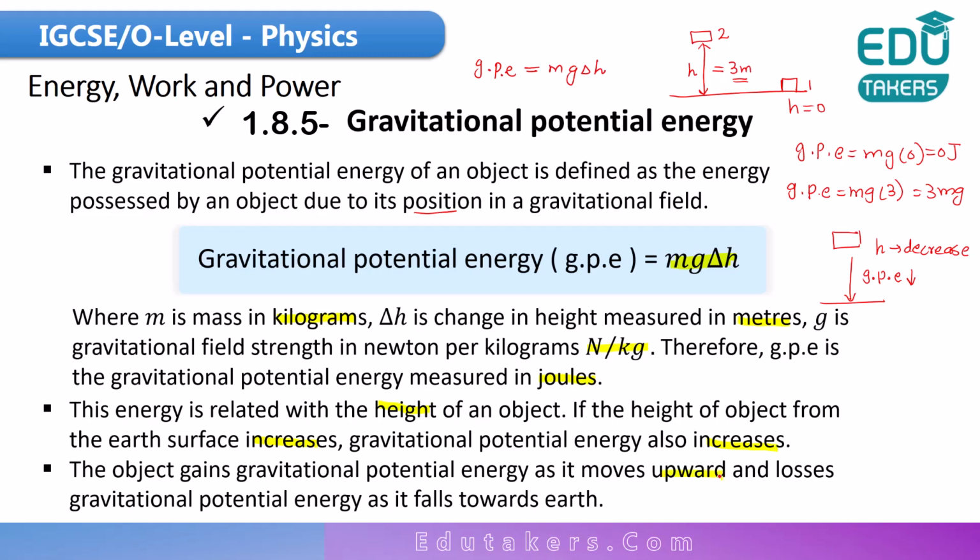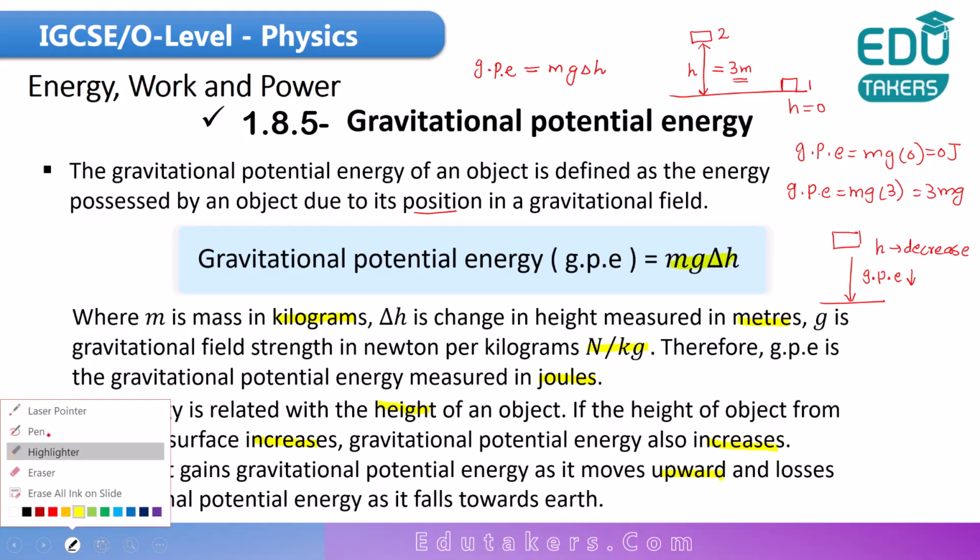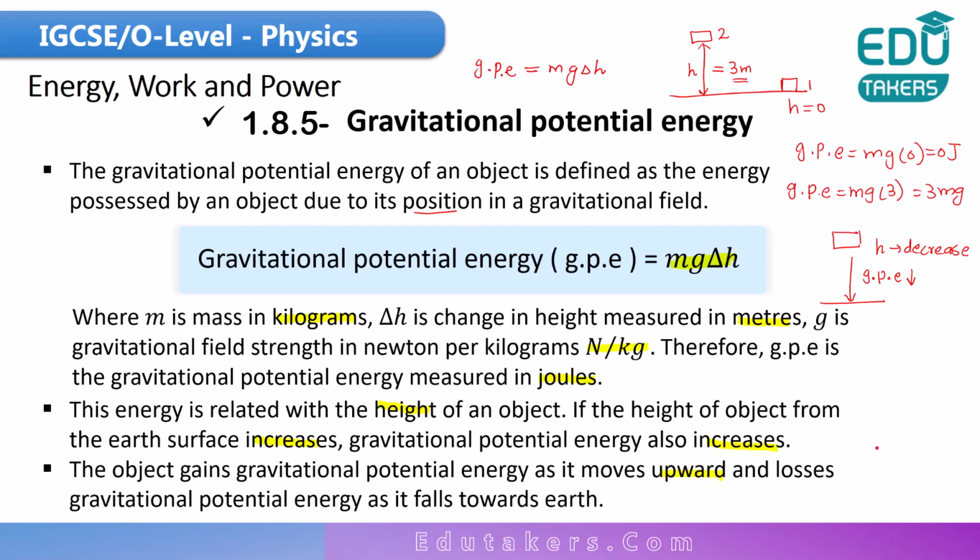So any object that moves in upward direction, see here, it's the Earth's surface and the object is moving in upward direction. Then what will happen? The height of that object increases. When the height of the object increases, of course, the gravitational potential energy also increases.